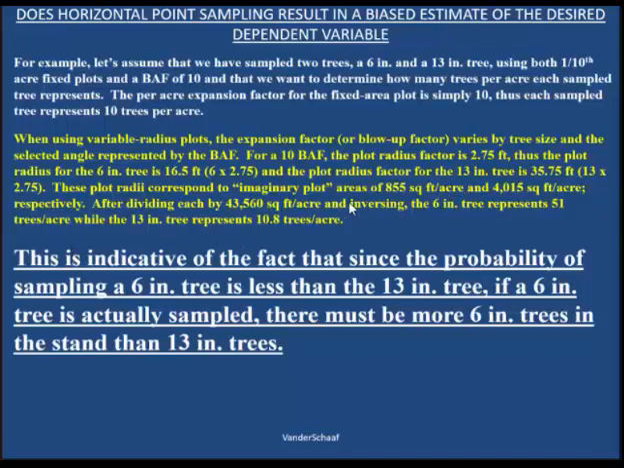So why do the smaller trees have a larger expansion or blow-up factor on a per acre basis? This is indicative of the fact that since the probability of sampling a 6-inch tree is less than a 13-inch tree, if a 6-inch tree is actually sampled, there must be more 6-inch trees in the stand than 13-inch trees, right? And if there's not, you're going to sample a lot of 13-inch trees. If they're an equal amount, then you're going to pick that up in your sample. But that's just sampling theory, okay?